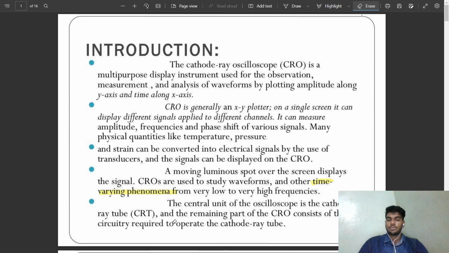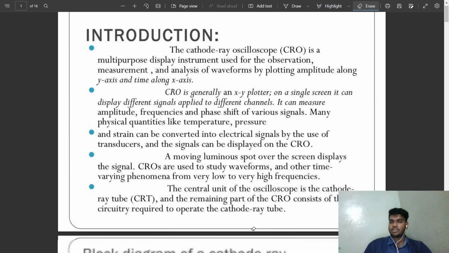The central unit of the oscilloscope is the cathode ray tube, from which we get a stream of beams. Based on the beams and the horizontal and vertical amplifiers, we get a broadened signal, which falls on the special phosphor screen and illuminates as a neon greenish color. Based on the excitation level from the heat and from the cathode ray tube, we see the output. The remaining part of the CRO consists of the circuitry required to operate the cathode ray tube.